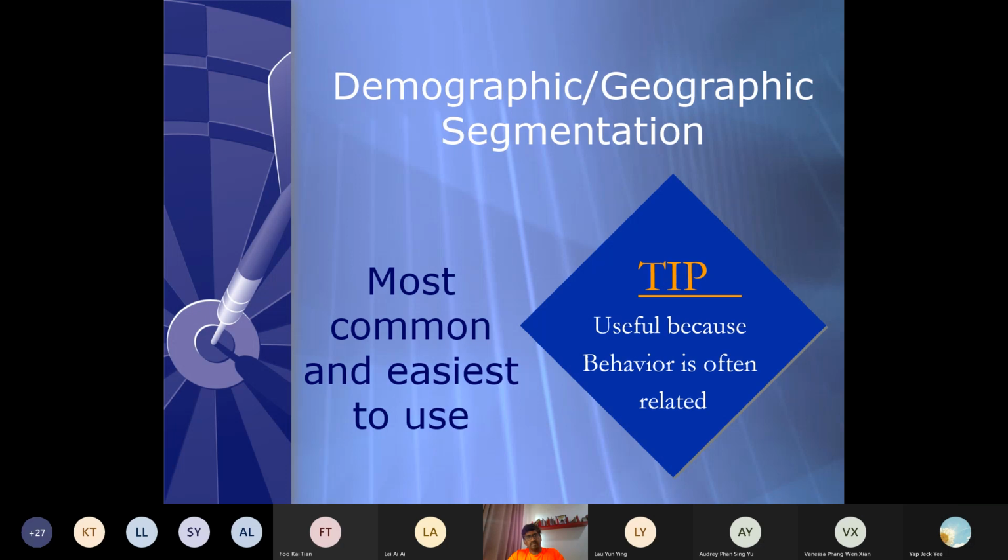So first one, the demographic or geographic segmentation. This is the most common and easiest to use. Here, the pharmaceutical company usually divides the people according to population variables, like the race, which race is dominant in that particular geographical region, which nationality is more, which gender is more, male or female, or what is their income level, whether the lower income people are more, or middle income is more, or high income is more.